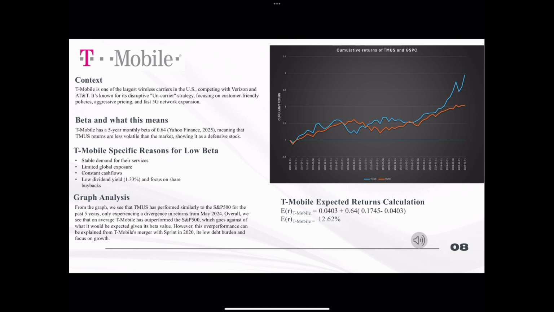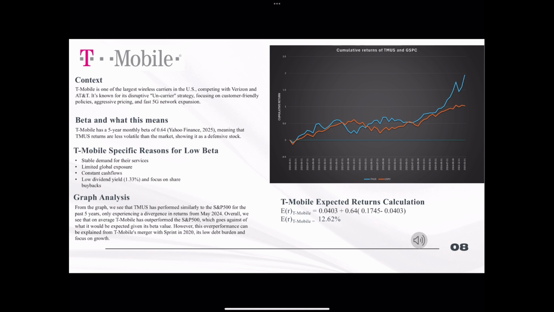T-Mobile is one of the largest telecom companies in the US, with a low beta of 0.64 and an expected return of 12.62%, showing it to be less volatile than the market. Some of the reasons for its low beta are stable demand for its services, as we've seen that the telecom industry is less affected by economic downturns, making its revenue less cyclical and constant. T-Mobile also primarily operates in the US, limiting its exposure to international risk, hence lowering volatility.